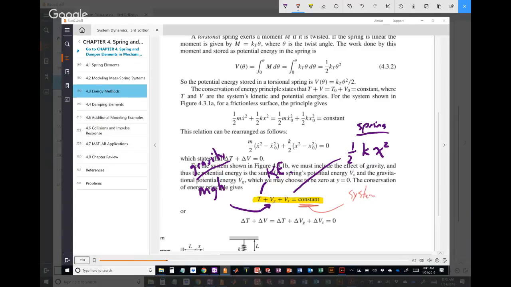And so you can say, and I'll just say this here: the system won't have dampers, or friction. That makes it conservative.